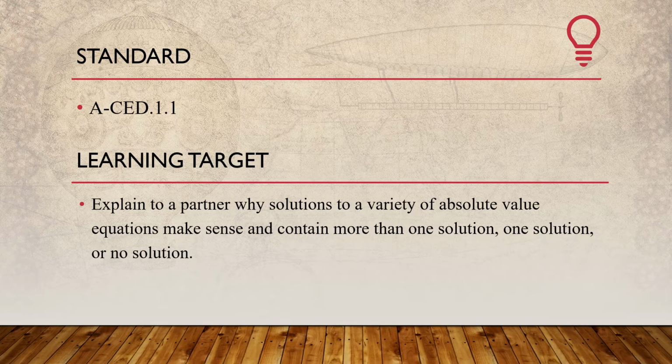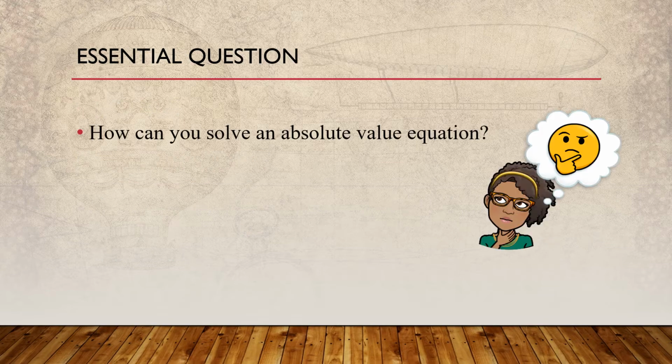So the standard for this lesson today is ACED 1-1, and our learning target is to determine why solutions to a variety of absolute value equations make sense and contain more than one solution, or no solution. By the end of this lesson, you should be able to answer this question: how can you solve an absolute value equation?